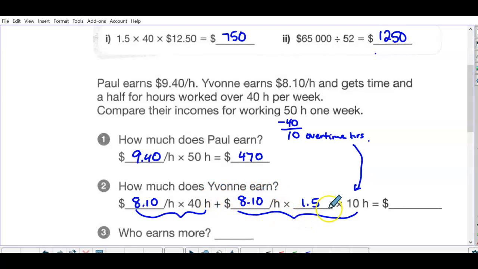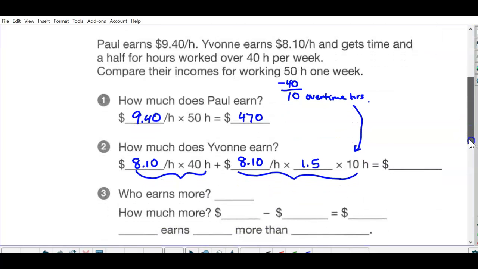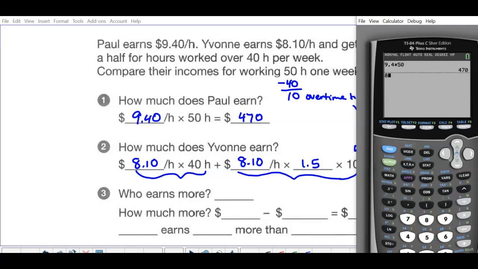So sometimes I show this as separate steps in my work. The workbook has it all in one. So I'm going to do it in separate, and put underneath. So 8.1 times 40, so that's 324 for her regular hours. So this is regular. And then overtime, so 8.1 times 1.5. You don't have to press equal because you're not asked for what the actual rate is. Let's do that whole calculation.